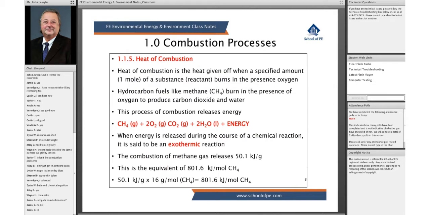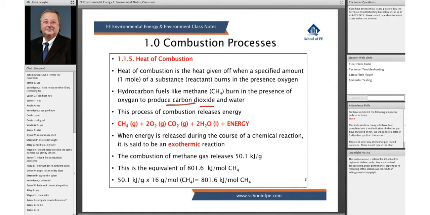We don't charge nitrogen anything, but actually, it's pretty complex in terms of some of the reactions that occur from the nitrogen. But you don't have to worry about it. Anyway, CH4 burns in the presence of oxygen and produces carbon dioxide and water.